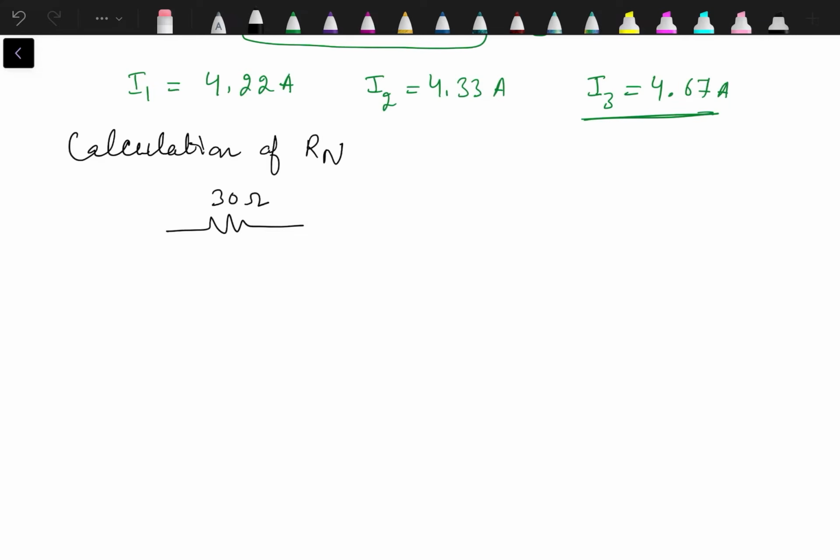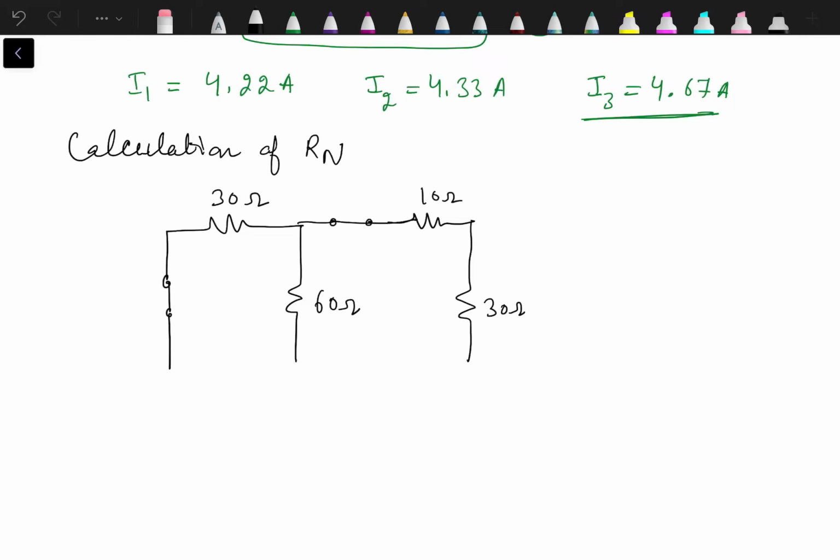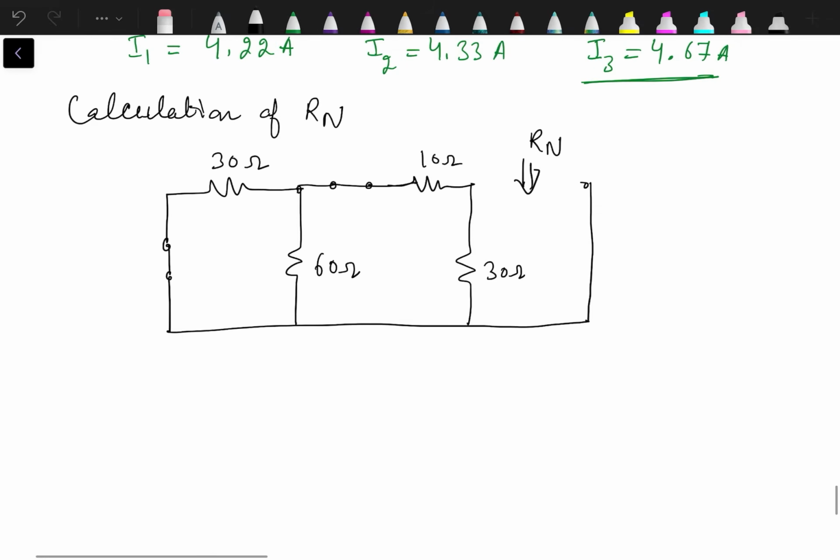30 ohm resistance, 120 replaced by short circuit. Then we have 60 ohm, 40 volt replaced by short circuit. 10 ohm, 30 ohm, this is Rn. So we have to start from the opposite side. 30 and 60, they are in parallel. Their parallel combination is in series with 10, and that whole resultant is in parallel with 30.